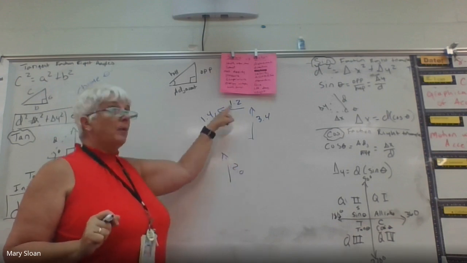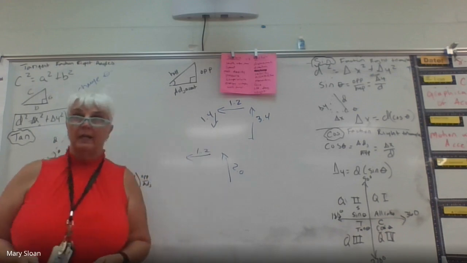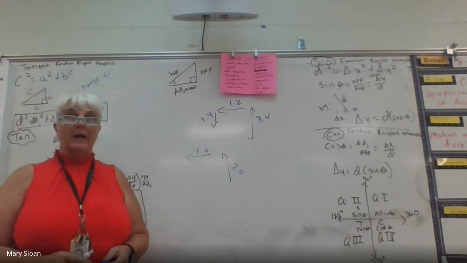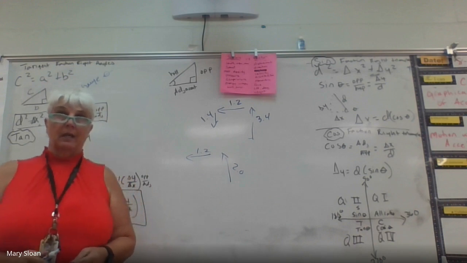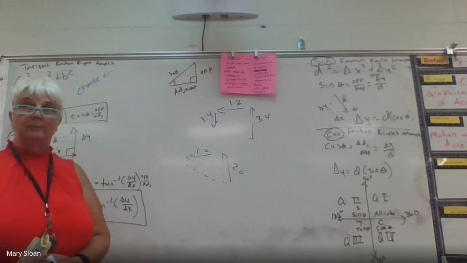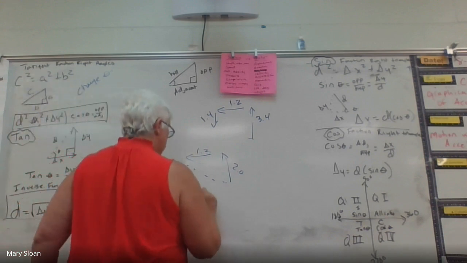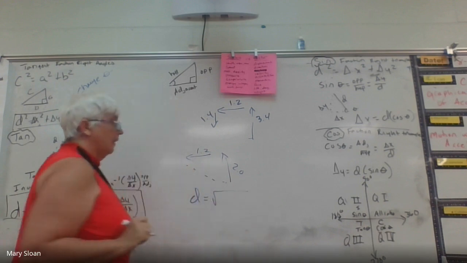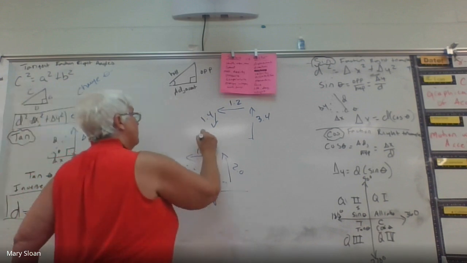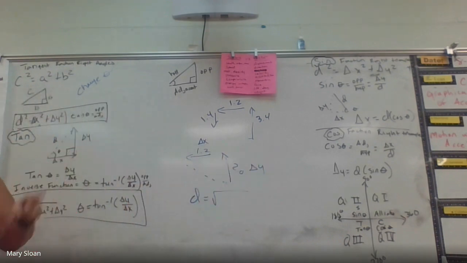Okay? 1.2 is this direction right here, right? What are we trying to find? How would we do that? Displacement equals the square root of... This is my change in X. This is my change in Y. My X always goes across, up and down is my Y axis. Everybody good so far? Okay.